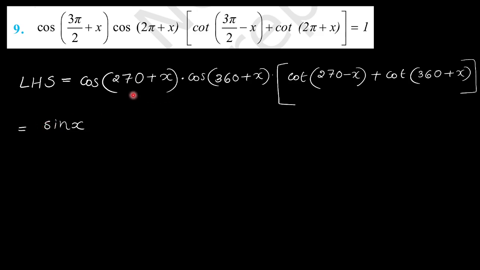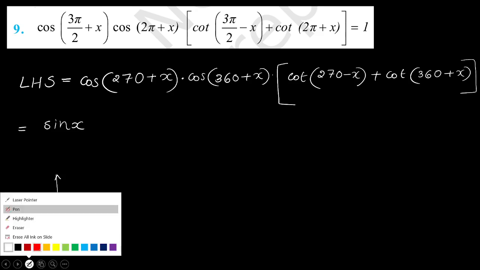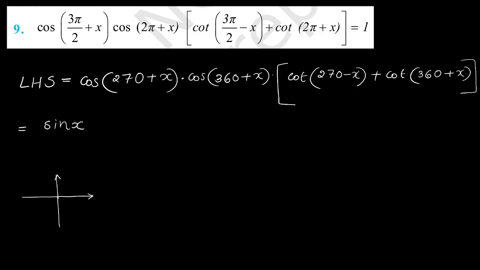270 plus x is in which quadrant? Anybody? Third quadrant? Are you sure? All of you please listen. 270 plus x will be in the fourth quadrant. Very good. 90, 180, 270. 270 plus x lies in the fourth quadrant. So this is cos of fourth quadrant.